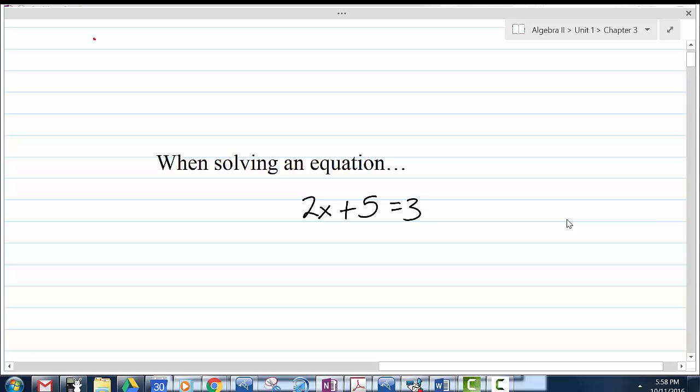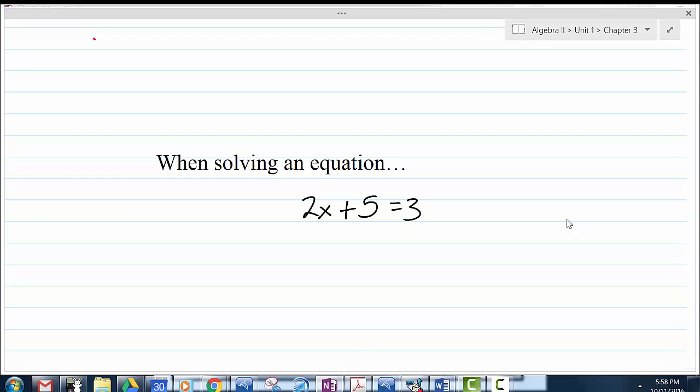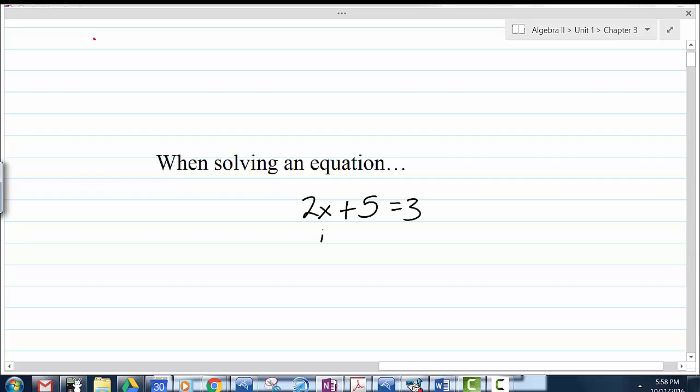Okay, now we're going to start a new chapter. Let's start like this with this equation. When solving an equation, all you're trying to do is find a value for this variable such that this entire math sentence is true.